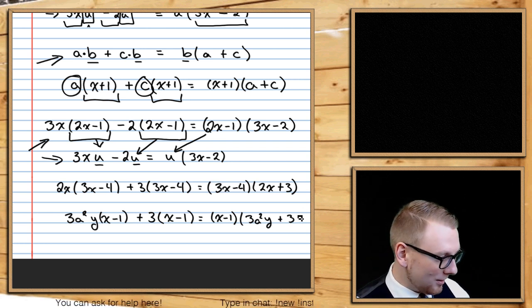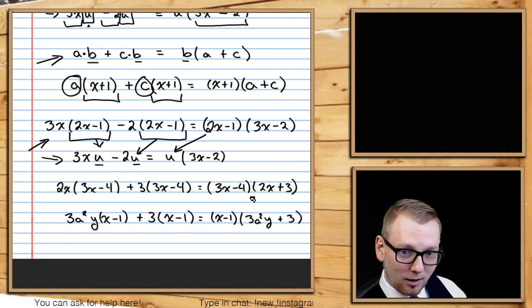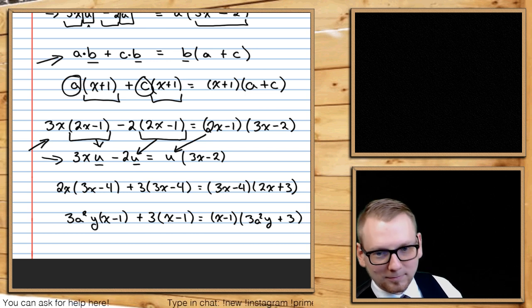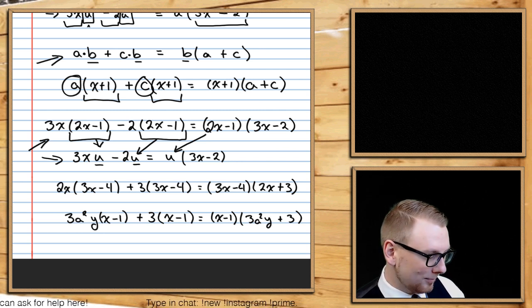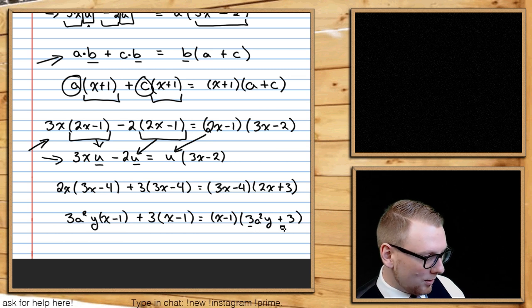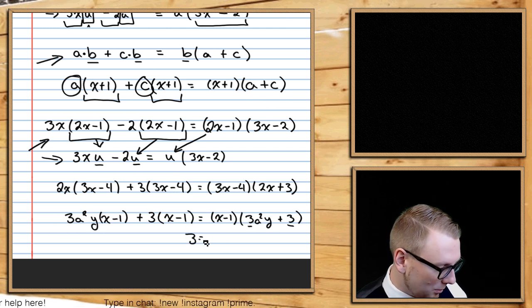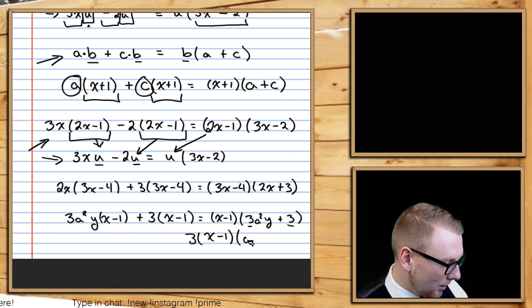But you're not quite done yet. The reason why this is a little bit trickier is because you can also take out the 3. This 3 can be taken out as well, and that would actually just go in front. So you would get 3 times x minus 1, and then a squared.